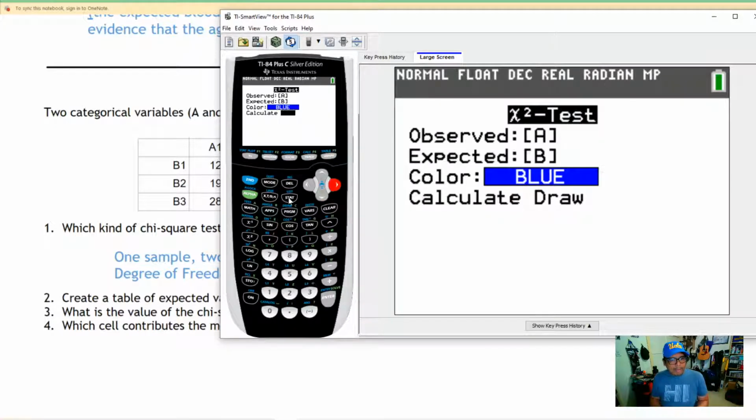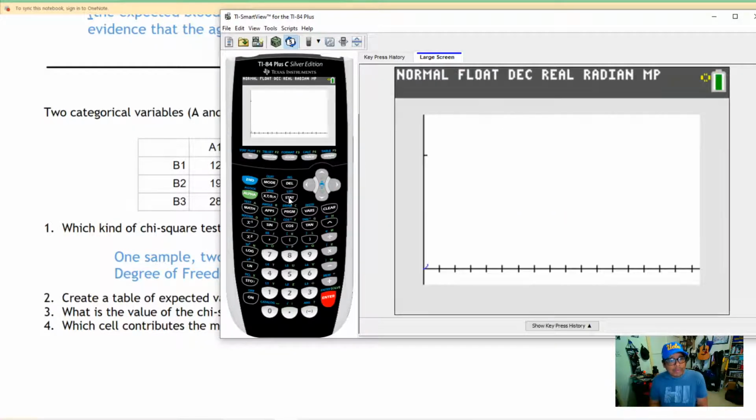And I'm a big fan of draw because I like seeing the chi-square curve and the test statistic involved. So I'm going to click draw. You could also do calculate. You just wouldn't get the picture of the chi-square curve. So let's draw. Let's see what we get. All right. This is a very typical looking chi-square curve. Right skewed.